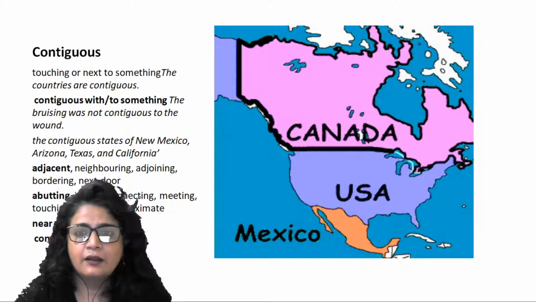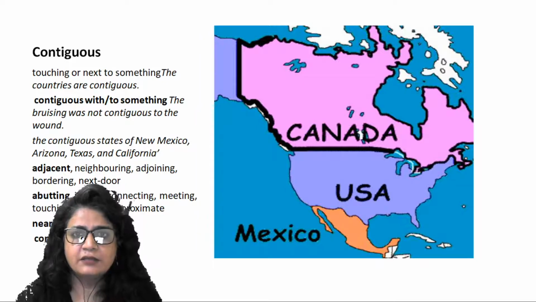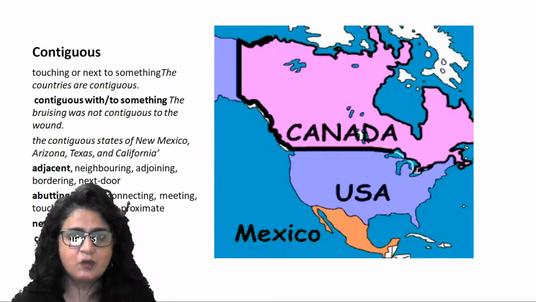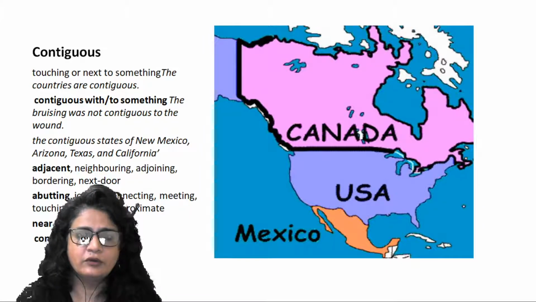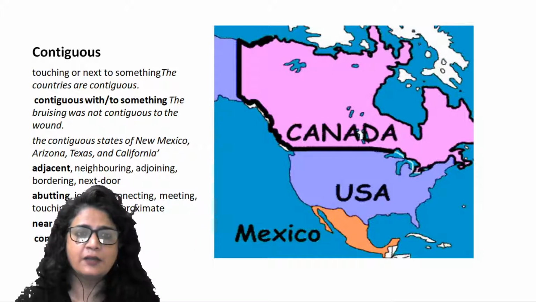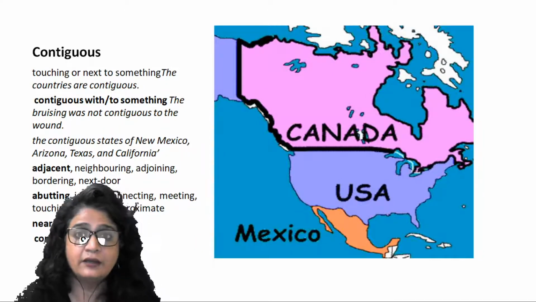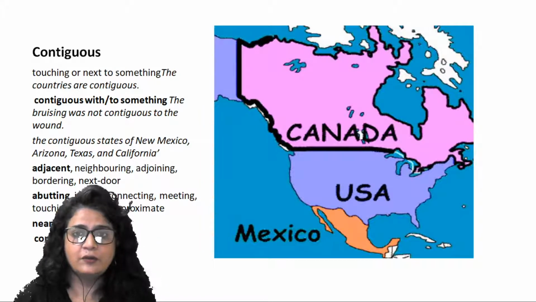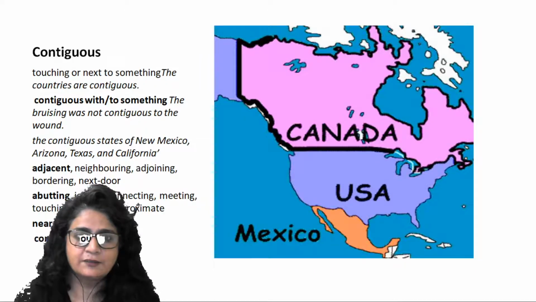Contiguous. You see the map of USA and Canada. So there is one line which is demarcating one country from the other country, but they abut. They are touching each other. Their borders are touching each other throughout the whole area, right? So USA and Canada, their borders are contiguous, touching or next to something. The countries are contiguous. India and Pakistan are contiguous, right? India, China are contiguous, right? So their borders are touching each other. That is why we have all these clashes and disputes.